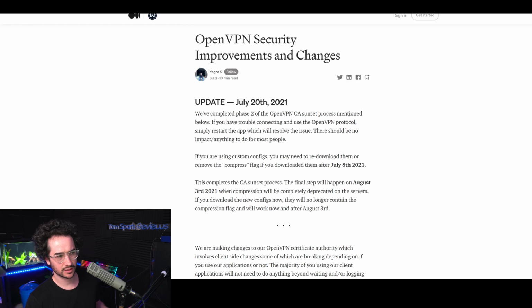But the fact that this article is called OpenVPN Security Improvements and Changes kind of leads me to believe that they're trying to downplay the issue, because it just seems like a routine security update. In fact, if you look on the subreddit for Windscribe or even the Discord server, some people did find out about it from things like app notifications, maybe some emails, or reading this blog.